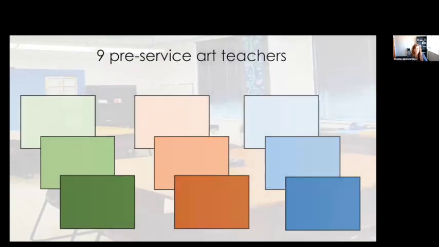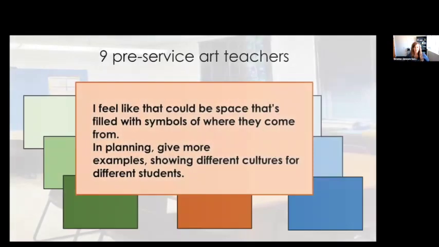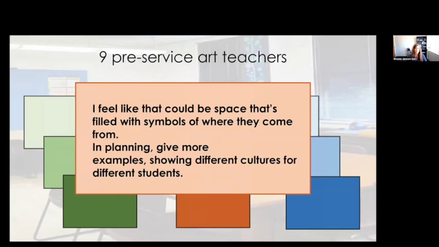Our final method here is highlighted by a quote from a teacher that came through a discussion of making the application process of the model in the workshop more meaningful. Students highlighted a variety of ideas that included integrating arts throughout the lesson as well as improving the application itself. So this student said, I feel like that could be space, referring to the space around the self-portrait model. I feel like that could be space that's filled with symbols of where they come from. In planning, give more examples showing different cultures for different students.